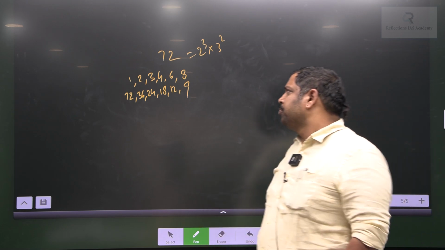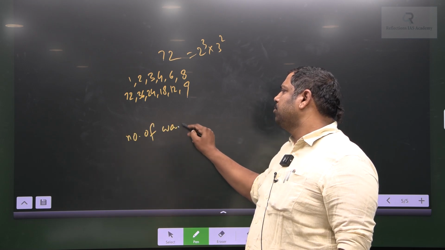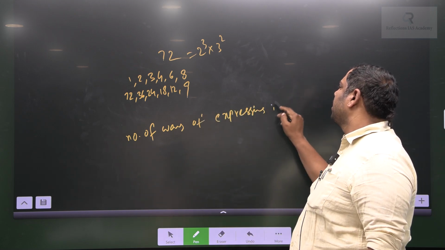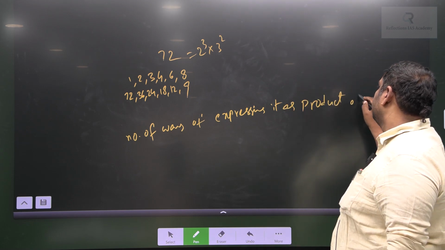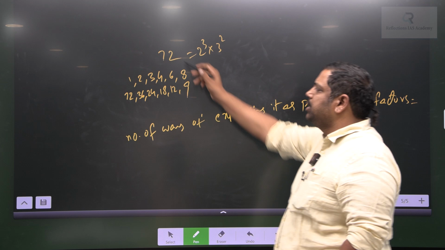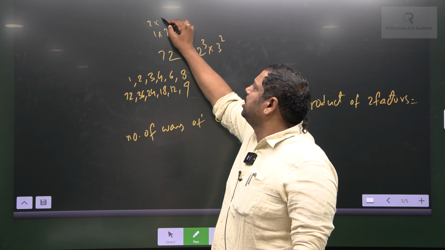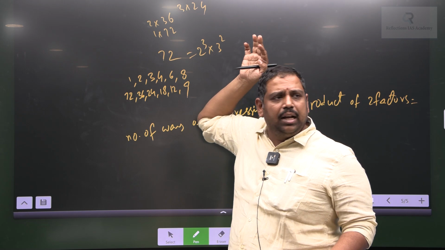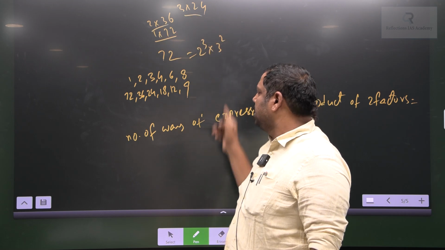Right. Now, the next question we will get is the number of ways of expressing it as a product of two factors. Suppose I take 72. 72 can be written as 1 into 72, 2 into 36, right or wrong? 3 into 24, right or wrong? And so on. Say yes or no? He is asking how many ways I can write like this.